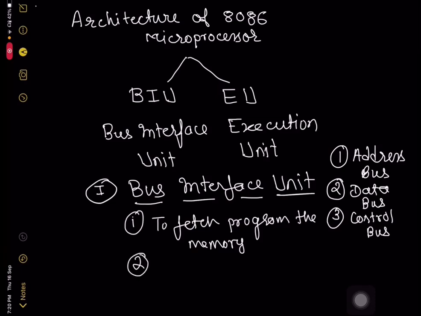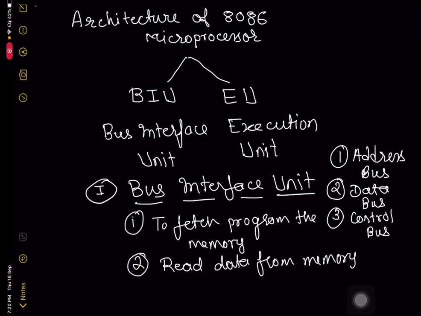Second function indicates that it can read data from memory. The way we have program in the memory, in the similar manner, we can save data also in the memory. So if processor wants to perform any task with that data, then that data has to be read from the memory. So second job of the bus interface unit is to read that data from the memory.